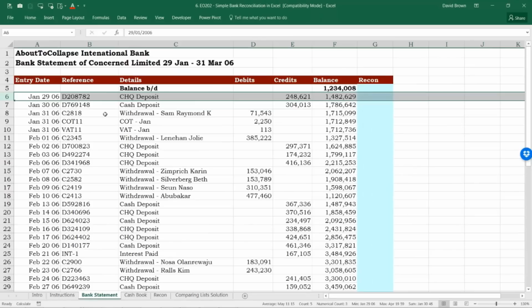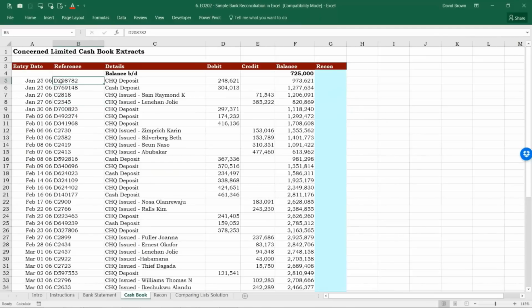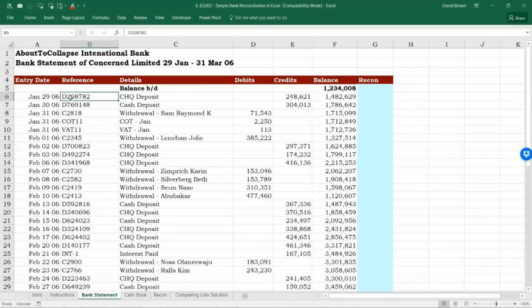So if I go to the bank statement, I'm going to ask a question: does this reference exist in my cash book? And if you look at it, it does. Can you see? This 208 is reconciling to this. But that's when you do it manually with pencil and paper. If you had 10,000 or 100,000 rows of this to do, you can't do it manually. You need to use Excel.